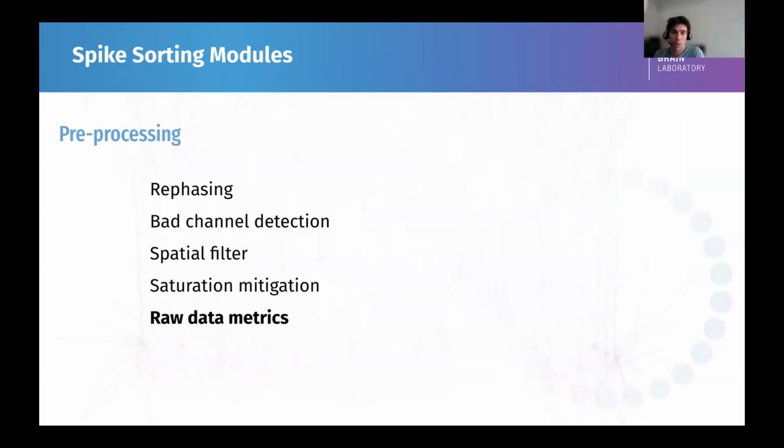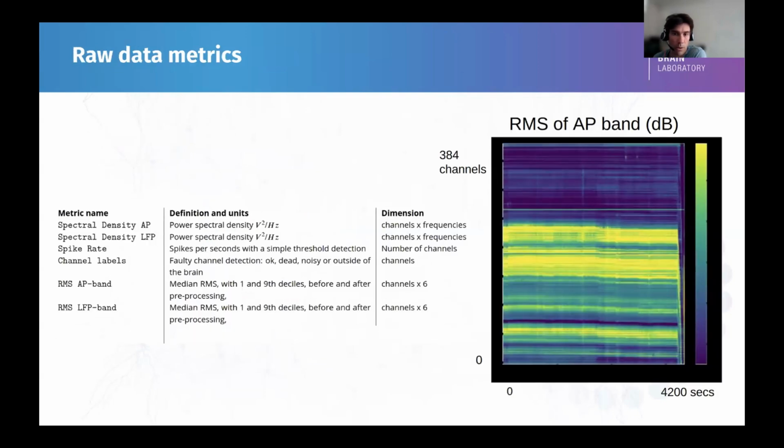Now I'm going to close with the raw data metrics. It's one thing we compute that is not output by a conventional spike sorter, but we think it's important. We compute the spectral densities, the RMS, the channel labels, which are the good and bad channels. We can use it if we have doubts about a recording to detect anomalous recordings. We can also use it for alignment of the probe, as Mayo is going to show a bit later.